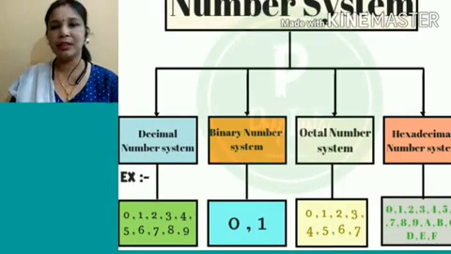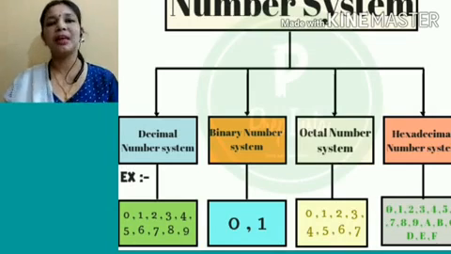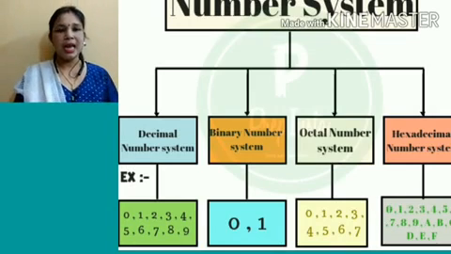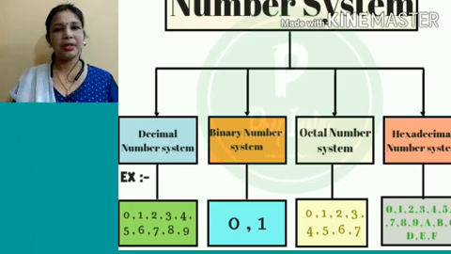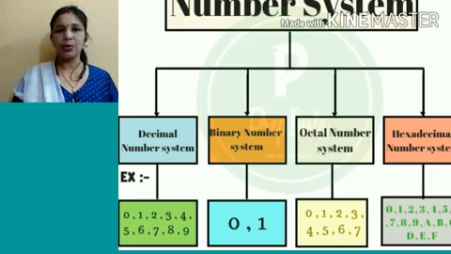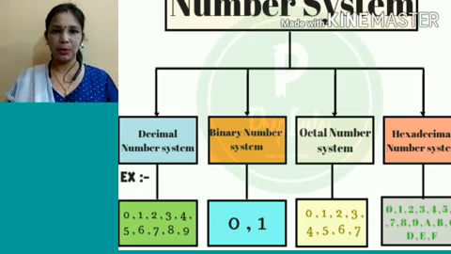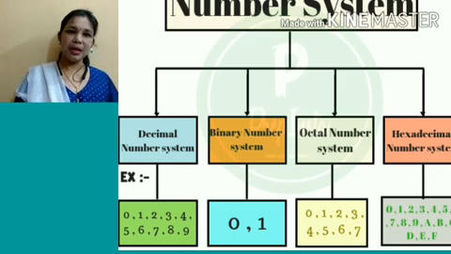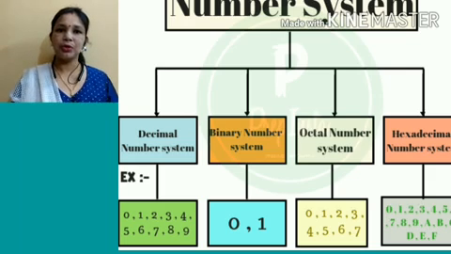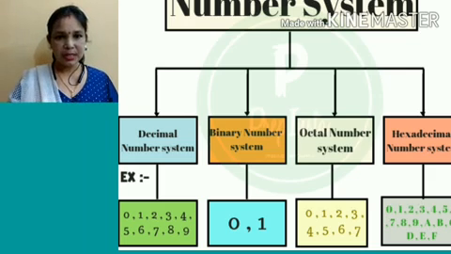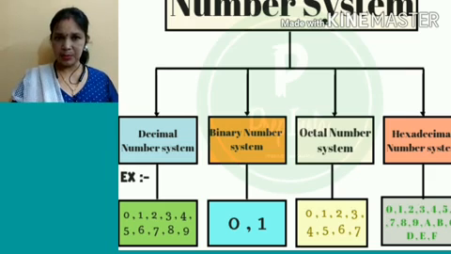Again we'll start with the same chapter, that is chapter 2, number system. Last class I had told about what number system is and what the different types of it are. Out of those types we had discussed binary number system and decimal number system. Today I'm going to tell about octal number system and hexadecimal number system.